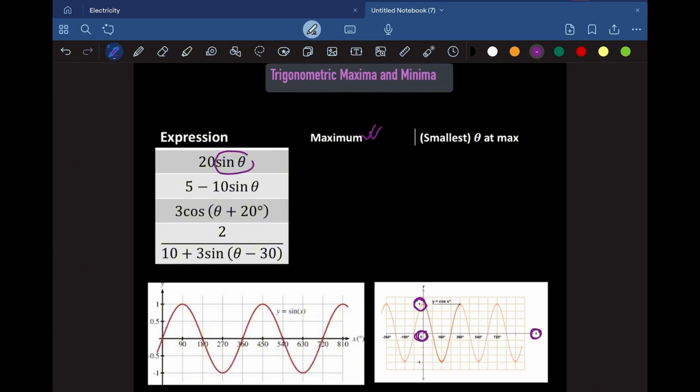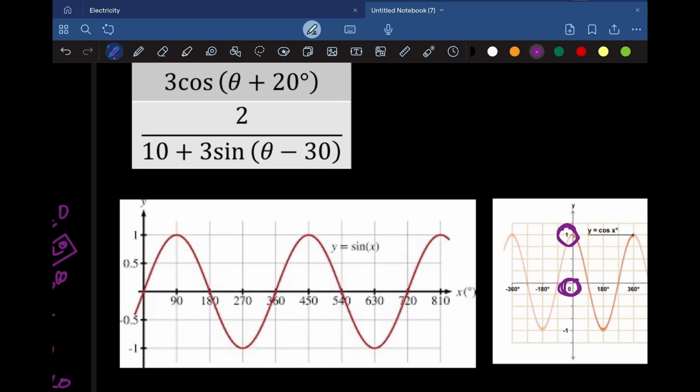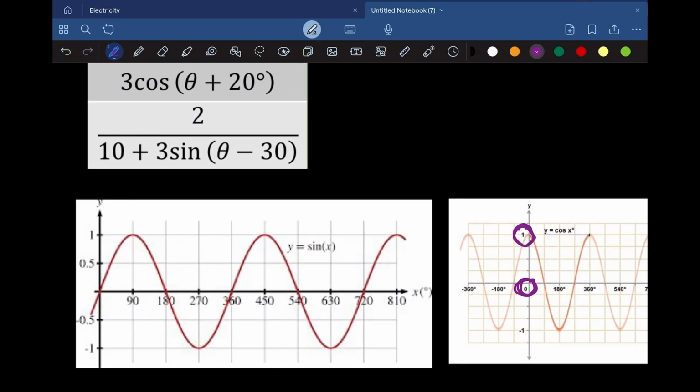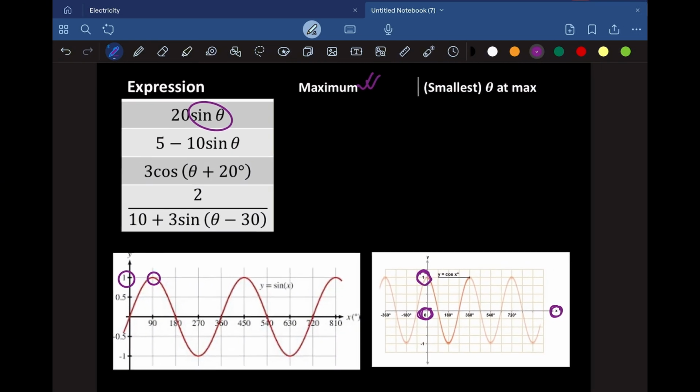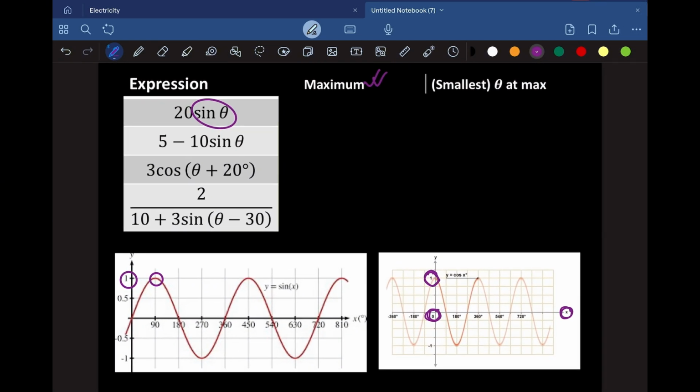How do we figure out the maximum value of this expression? You can see that it is a sine x. So the first thing we have to do is figure out the maximum value of the sine function. If we go here, we will see that the maximum value of the sine graph is this one, which is 1. We know sine theta is maximum at 1, so we multiply it with its coefficient, 20 into 1 is 20. So this is our answer for the first one.